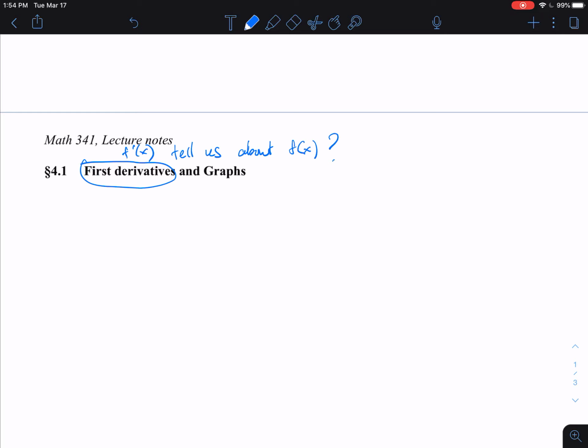So suppose we have a function f of x equal to x to the third minus 3x. We know how to find the derivative f prime of x. First derivative means the first time you take the derivative of the function, using the power rule. In this case, it's going to be 3x squared minus 3. So what we want to find out is, what is this f prime of x function telling us about the function f of x itself?